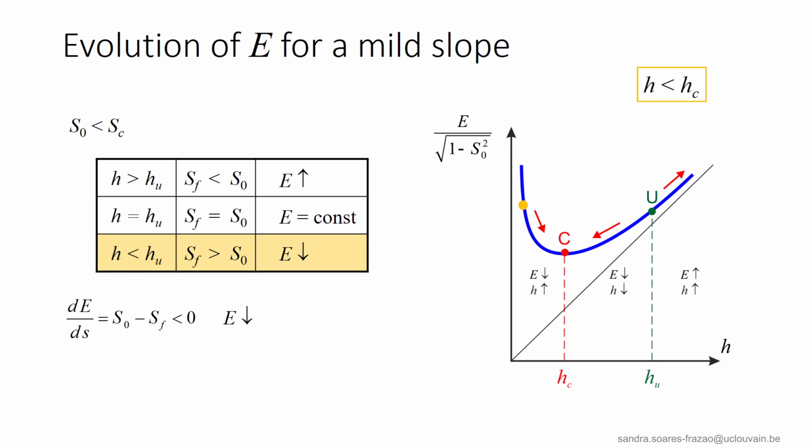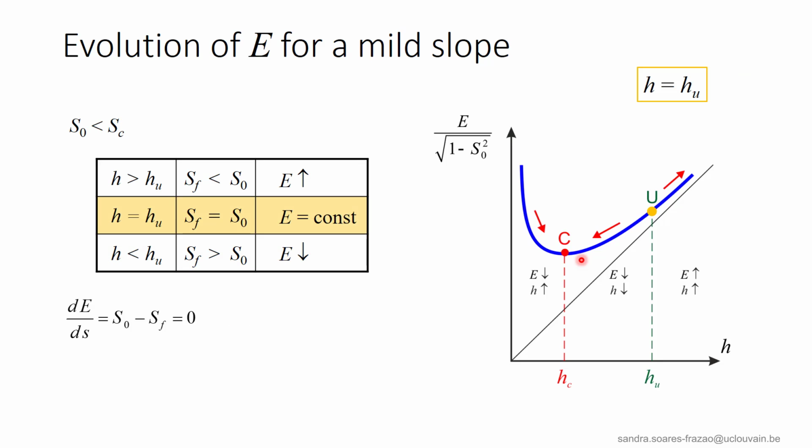If we consider a point below HC here, and thus below the uniform depth HU, SF will be larger than S0, and the specific energy will decrease. This will correspond to an increase of the water depth until reaching HC. If we consider a point above HC as here, but still below HU, SF will still be larger than S0, and the specific energy will also decrease. But now this decrease in specific energy corresponds to a decrease in the water depth until reaching HC.